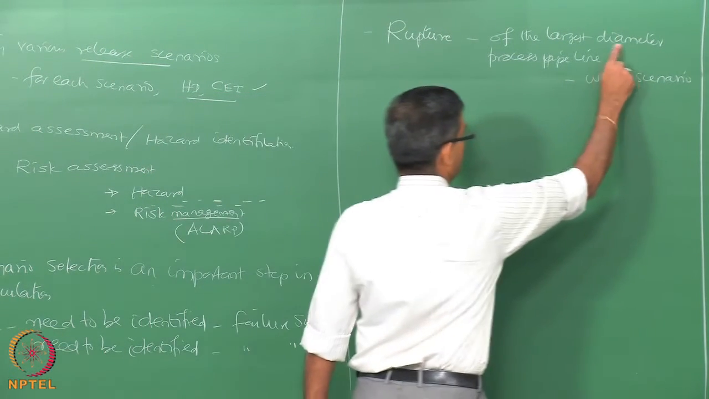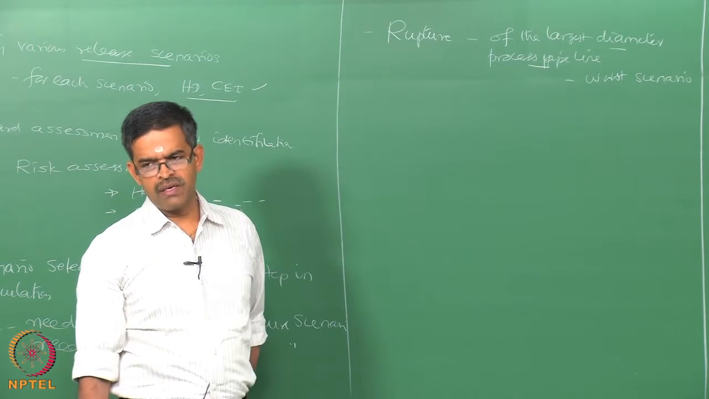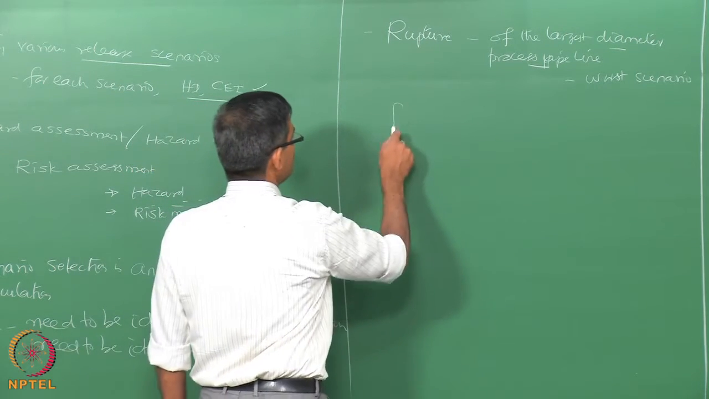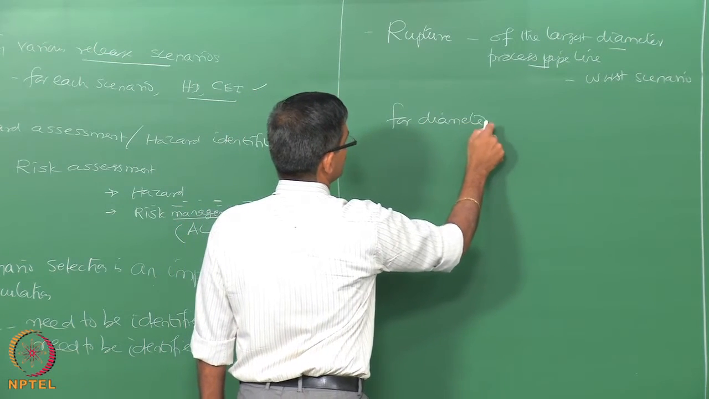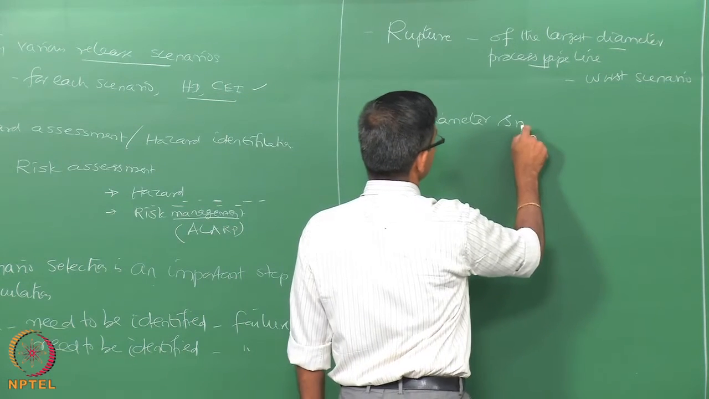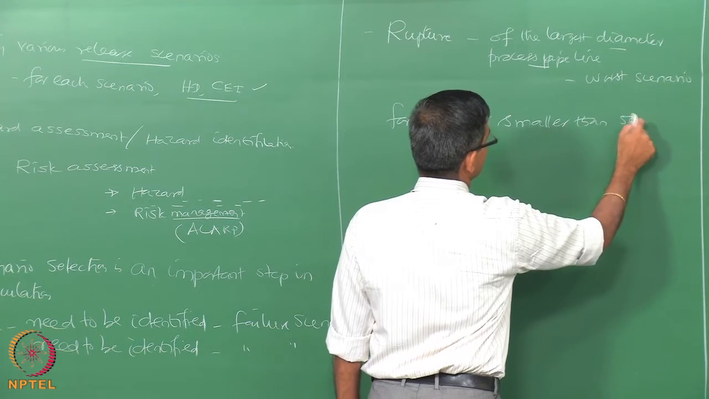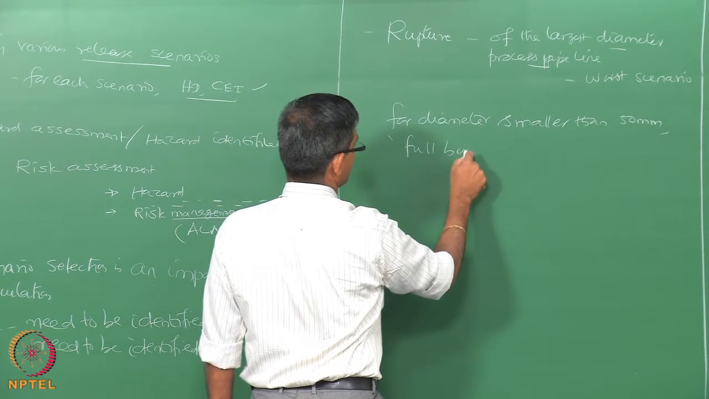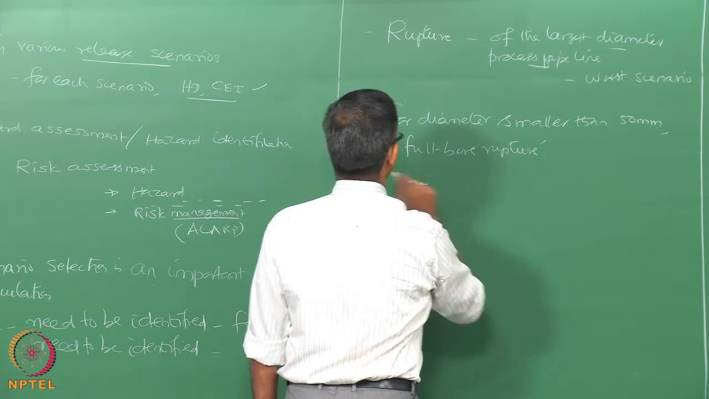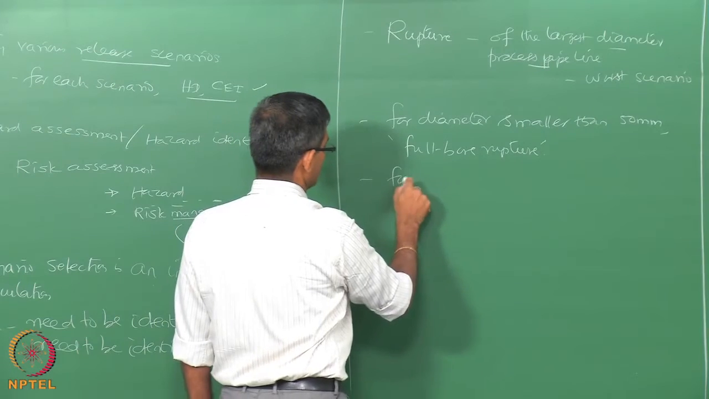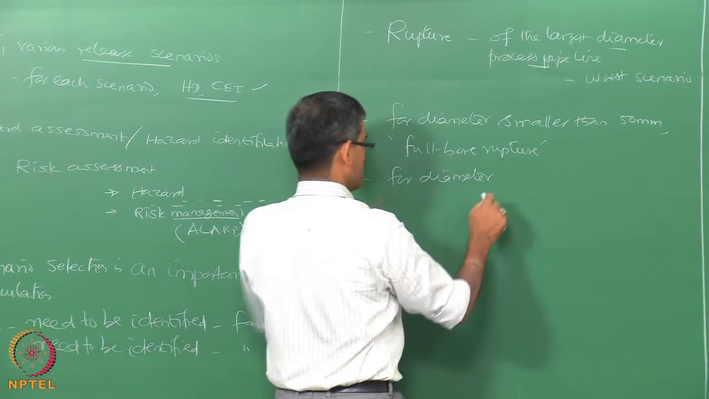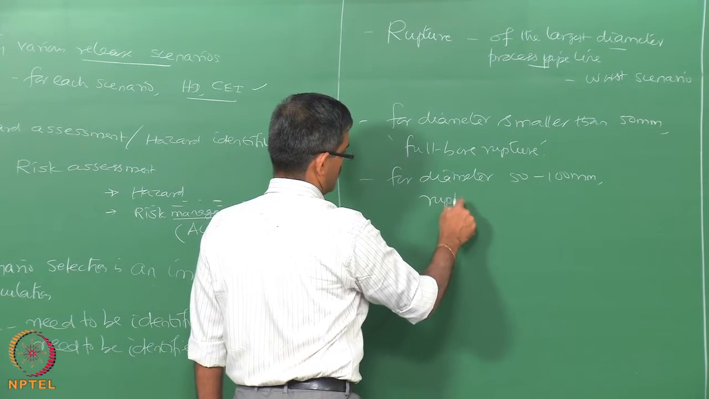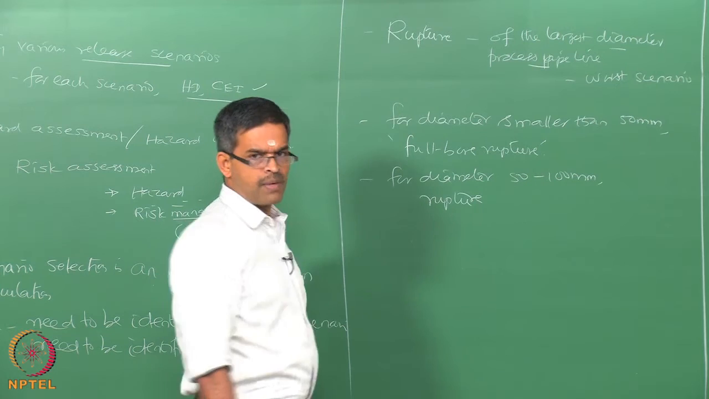So, once we fix up the diameter of the pipeline, then there are some interesting regulations given by the international authorities to see how this can be analyzed or envisaged as a hazard scenario. For diameter smaller than 50 mm, we generally consider full bore rupture. For diameter of the pipeline between 50 to 100 mm, rupture may be equal to that of a 50 mm diameter pipe.